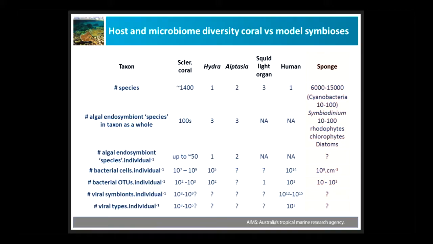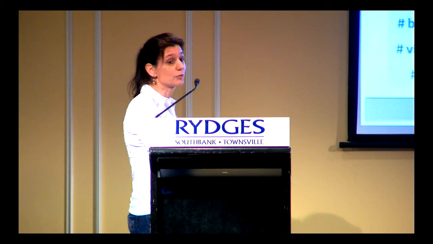For example, if you look at the number of bacterial cells associated with an individual, it's very hard to decide which unit you're going to use. In the literature, people tend to use number of bacteria per square centimeter. But if you look at humans, there's a huge difference whether you use the external surface area, which is about 1.5 to 2 square meters, or whether you include the intestinal surface area, which is about 100 square meters.